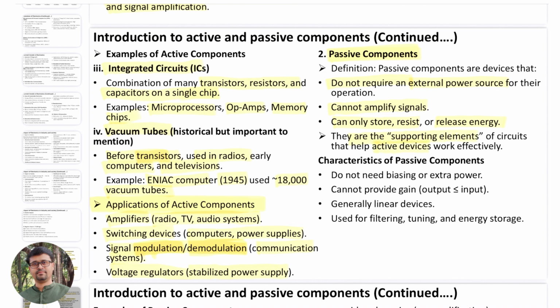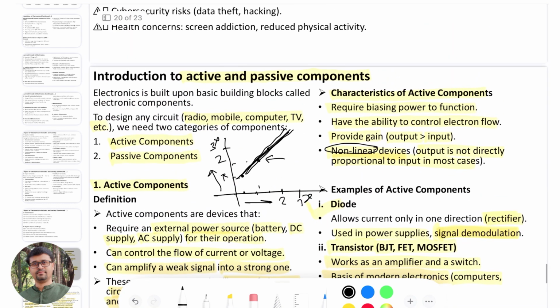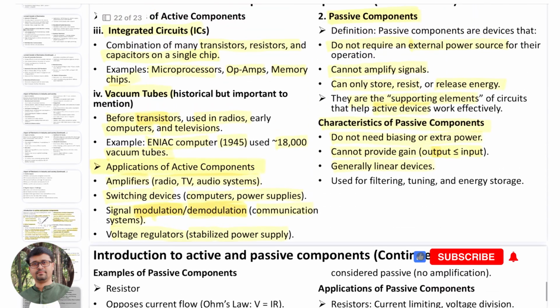So the active device which we have learned, for that these work as a supporting element. Okay, passive components. So what are the characteristics of the passive components? They do not need biasing or external or extra power, and cannot provide gain, means output is not greater than the input, so it is less than or equal to input. Generally, they are linear devices, means they provide a linear graph, which we have learned.